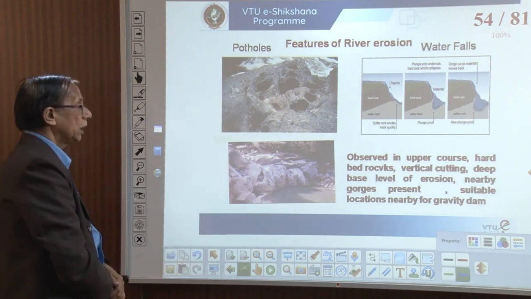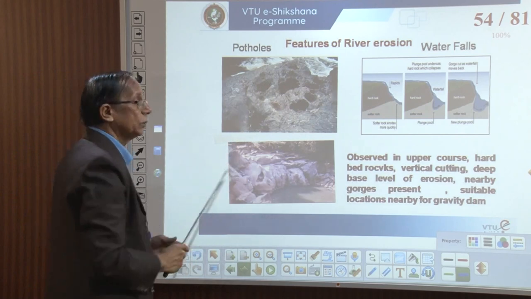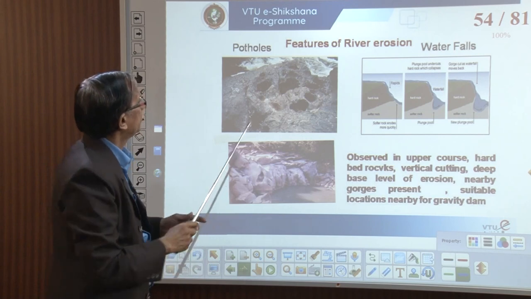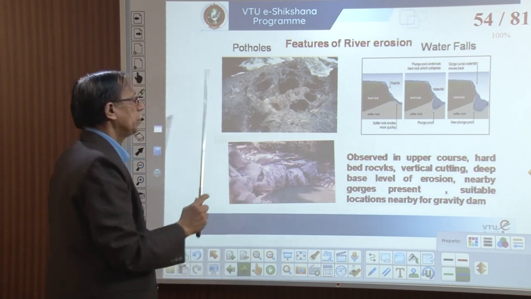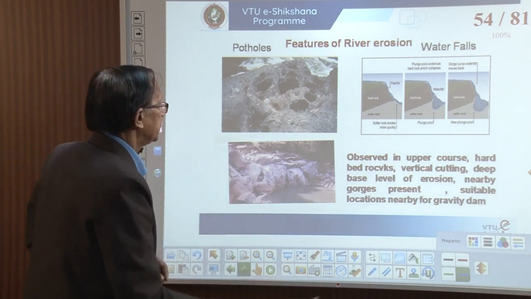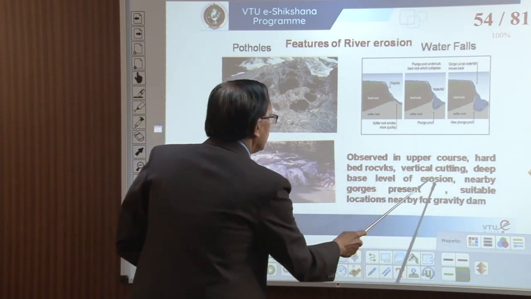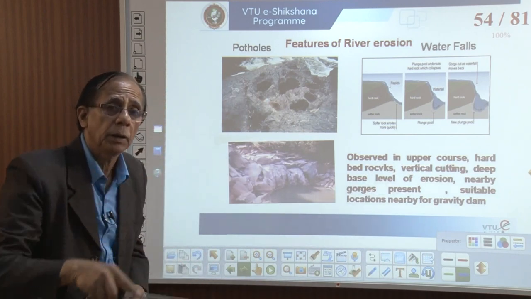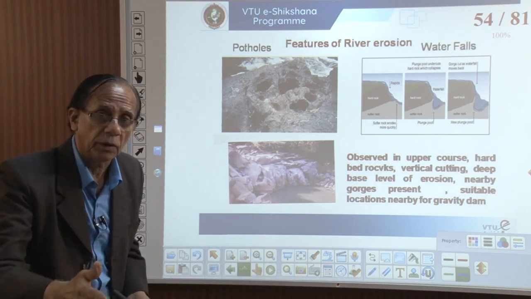Potholes are common in the upper course of the river, where hydraulic action, chemical weathering, physical weathering act on hard bedrock. What does it mean? I have a message. These are all common in the upper course, hard bedrock, where vertical erosion is common. It means nearby there may be a gorge, a deep valley, a waterfall.